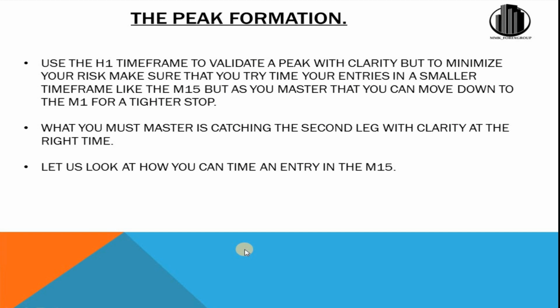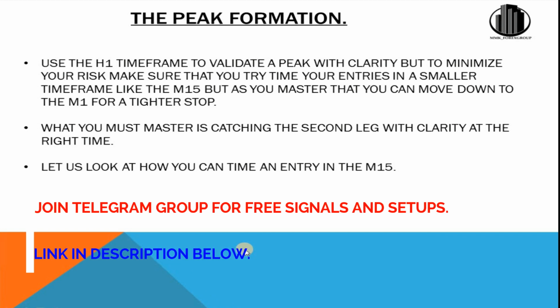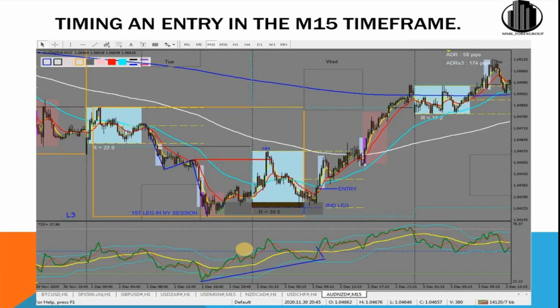Now, use the H1 time frame to validate a peak with clarity, but to minimize your risk, make sure that you try to time your entries in a smaller time frame like the M15, but as you master that, you can move down to the M1 for a tighter stop. What you must master is catching the second leg with clarity at the right time. Now, let us look at how you can time an entry in the M15.